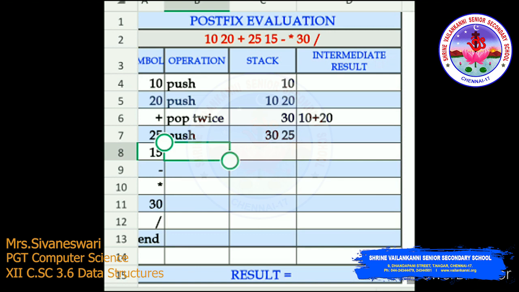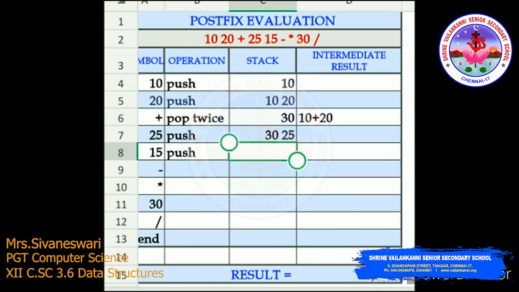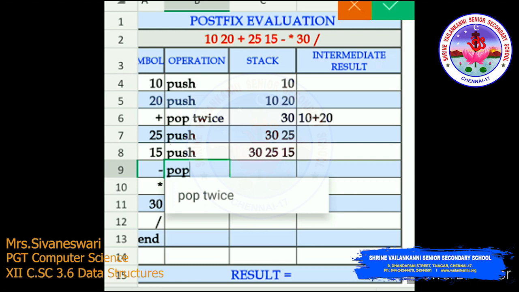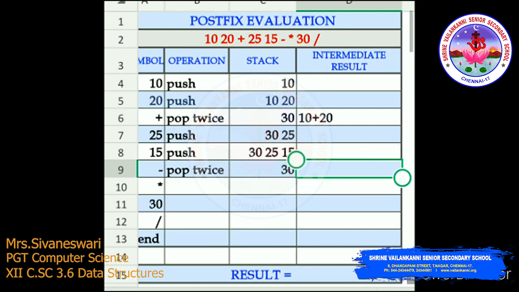Then there is a push because 15 is there, which is an operand. So in the stack we have 30, 25 and the top element is 15 now. Now comes the pop twice because there is an operator. So 30 is retained, 15 and 25 are popped out. So the difference is found between 25 and 15, which is equal to 10.